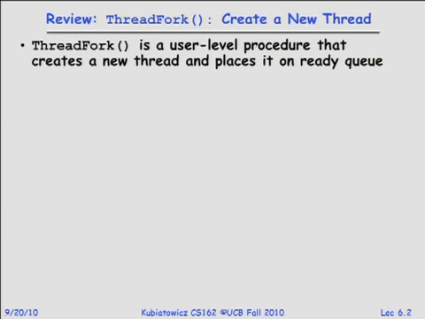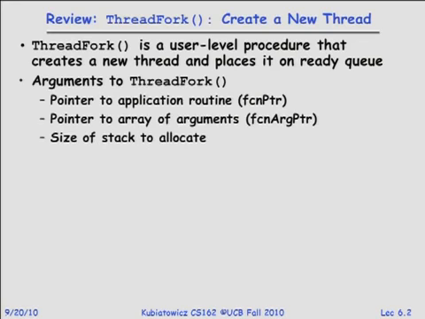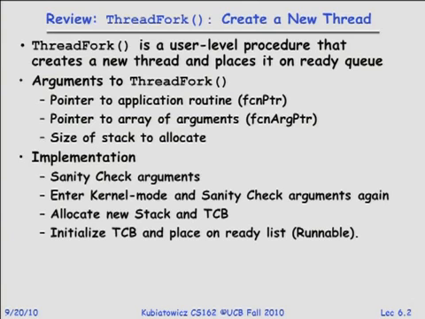The arguments are kind of the obvious ones. There's a pointer to the procedure that you want the thread to run, a pointer to a list of arguments, and also a size of the stack. We said briefly that the implementation was to sanity check the arguments. That's kind of a debugging thing. Then we enter kernel mode and sanity check them again. That's a security thing. Then we allocate the new stack and the thread control block, initialize the thread control block with just a little bit of initialization, put it on the ready queue, and poof, we're ready.